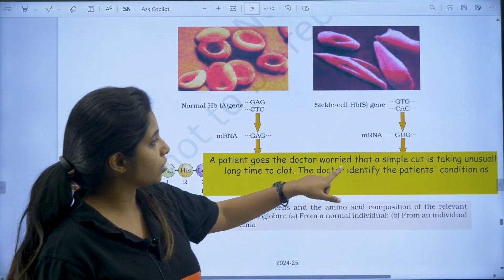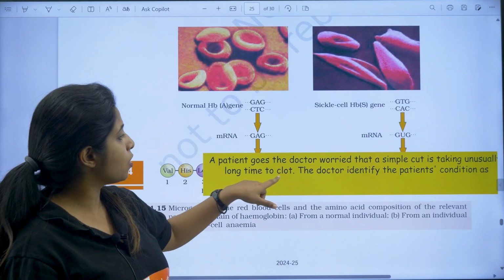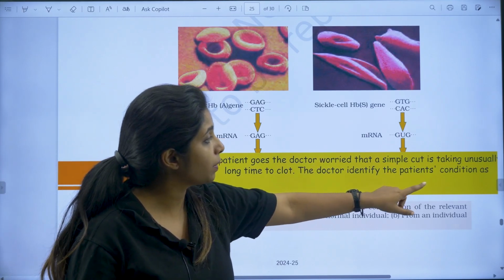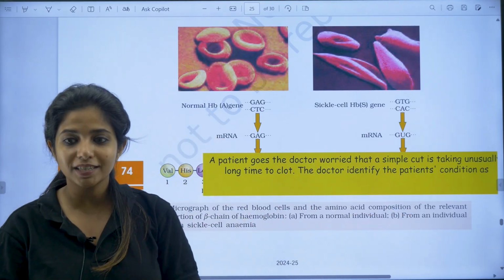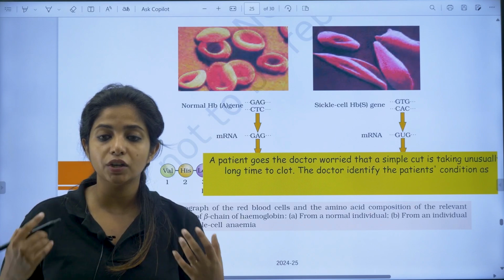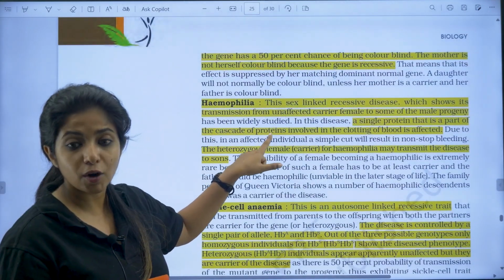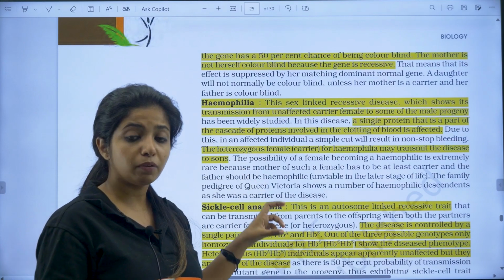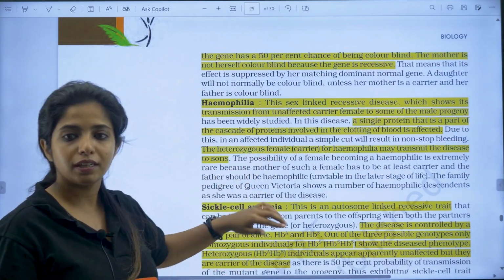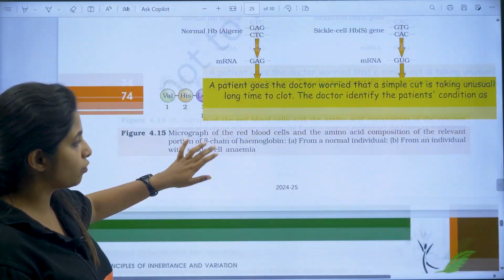A patient goes to the doctor worried that a simple cut is taking an unusually long time to clot. The doctor identified the patient's condition as what? A single cut is taking too long to clot. Basically, you studied in hemophilia that the clotting factors responsible for clotting are getting affected. So this is the condition. These are the types of questions that come from these topics.